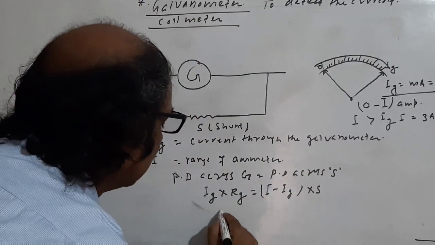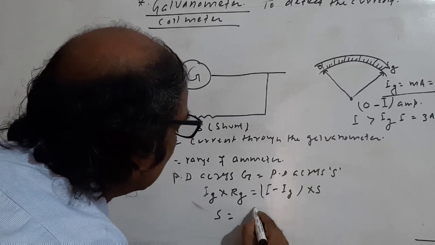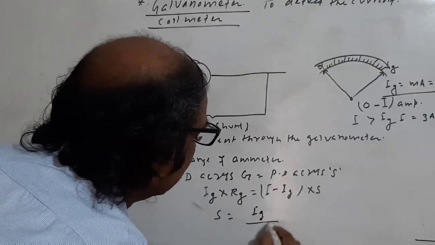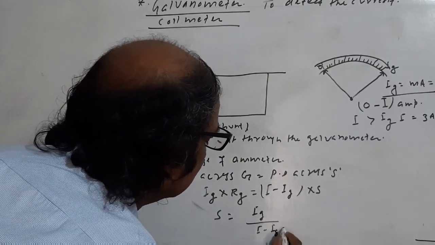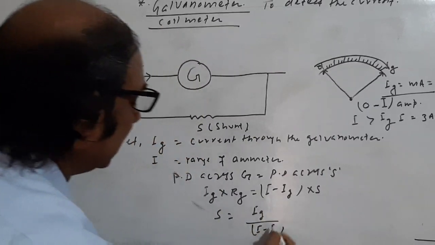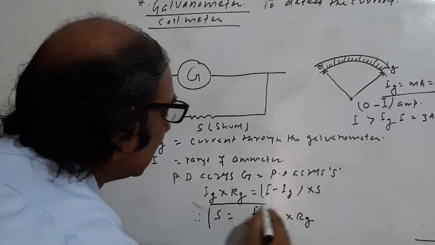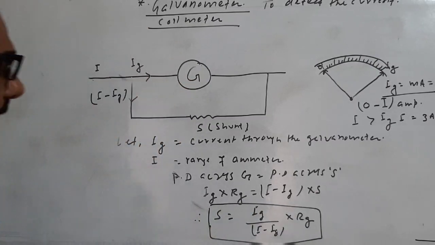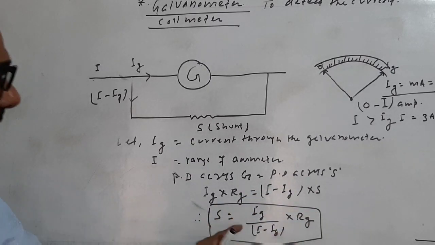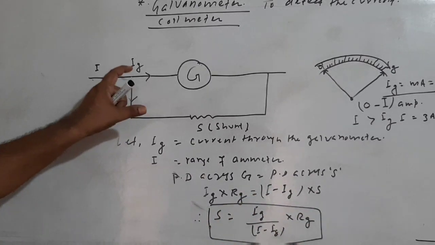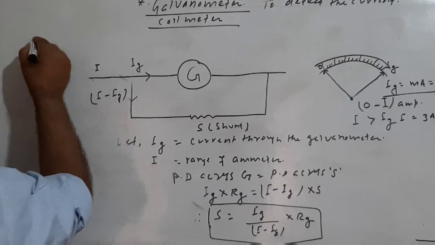So S is the required resistance, S equals Ig by (I minus Ig) into Rg. This is the expression of a shunt, or the value of the shunt can be calculated by this equation. So it is very simple.